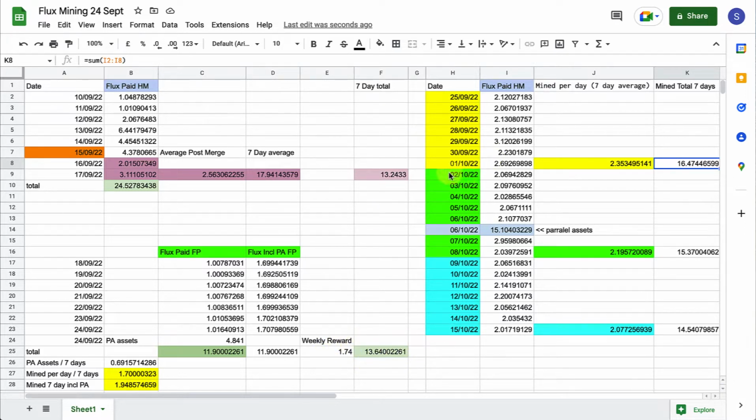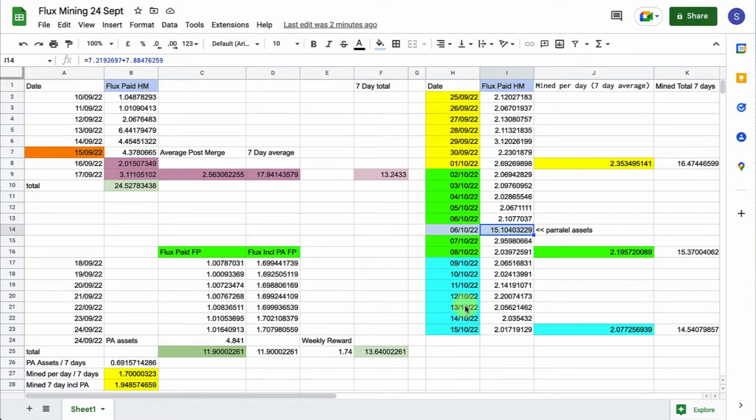Last week, from the 2nd of October all the way to the 8th of October, you can see the average was 2.19 and we made about 15 flux for the whole week. In between here, I think there was another parallel asset payout of 15 flux, and that's what this one is. I don't think it's any of the prize money that HeroMiners was offering, because I think the prize was $250 worth of flux, and 15 flux is maybe $20 worth.